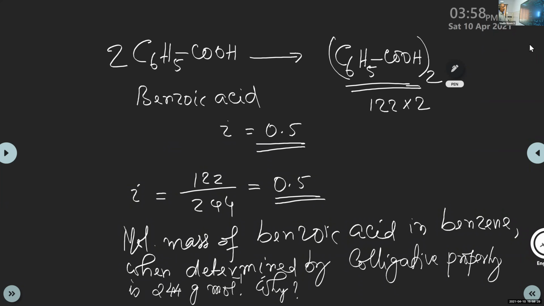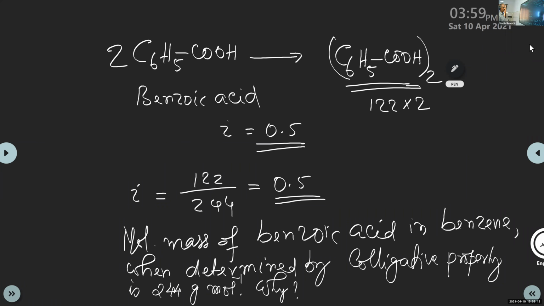I have given an equation there. From that, you can easily say. So, sir, i is equal to 0.5 and normal molecular mass is 122. For finding the abnormal molecular mass, we have to divide 122 by 0.5. Okay, that's all right. But you are not giving the answer to the given question. Molecular mass 244 gram per mole. Why? It is double the value. So what must be the reason?